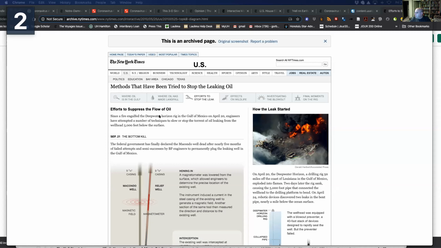It started on April 20th of 2010, and they weren't able to finally declare it sealed until September of 2010, and it leaked 5 million gallons of oil. This is a cutaway of the actual mechanism of the drill, and it illustrates why they weren't able to kind of shut it down and what they were trying to do. So again, that's an infographic enabling you to see what you can't see with the naked eye.